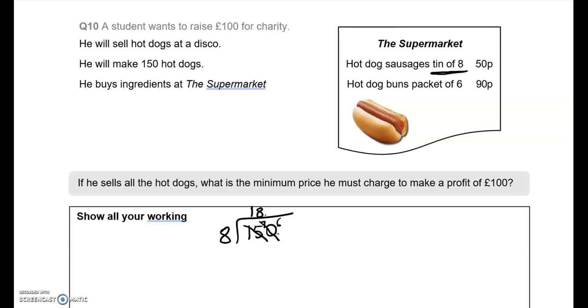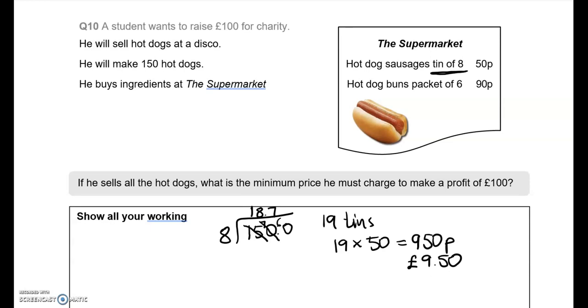So we'd have a decimal point there, and there we go, into 60 and so on. So there's going to be a digit over here, which we're going to put as 7. However, we can't buy 18.7 tins, so we're going to buy 19 tins of hot dog sausages. So we're going to go 19 times 50 pence, which is 950 pence, and that is the same as £9.50.